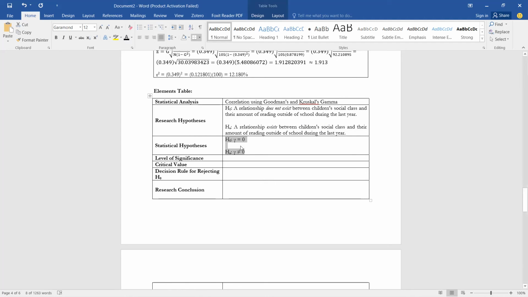For statistical notation, ito siya. It's Y. This is gamma, by the way. This is the sign for gamma. Gamma is equal to 0. Gamma is not equal to 0. Then we use 0.05.